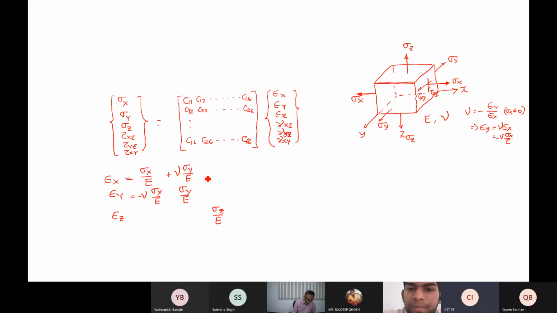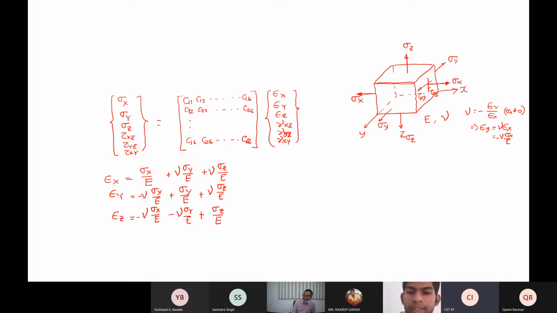Similarly, because of Z, there is also a strain along X, which is minus nu sigma Z by E. Okay. Similarly, because of Z, there is also a strain along Y, which is minus nu sigma Z by E. Similarly, along Z, because of X, there is minus nu sigma X by E. Because of Y, there is minus nu sigma Y by E. So we get, because of the 3 normal stresses, sigma X, sigma Y, sigma Z, what are the strains along X, Y, normal strains? Is that clear?